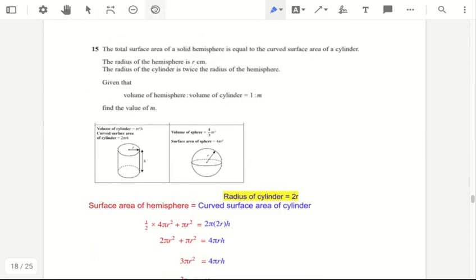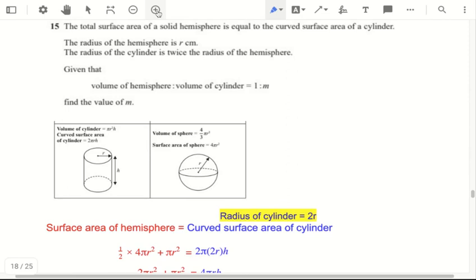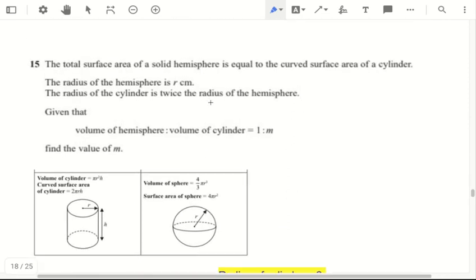This is one of the more difficult questions for this paper, because it's quite tricky. Okay, this question has a hemisphere. So some students might have calculated a sphere. So a hemisphere is half of it. So half of a sphere. So it's like that.